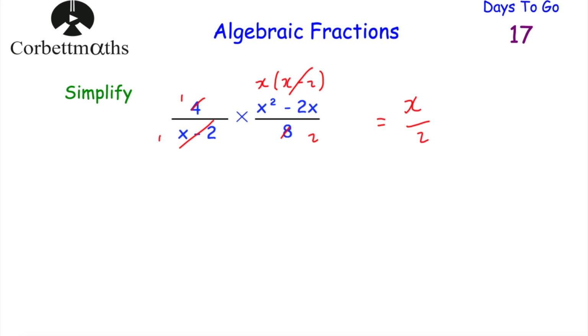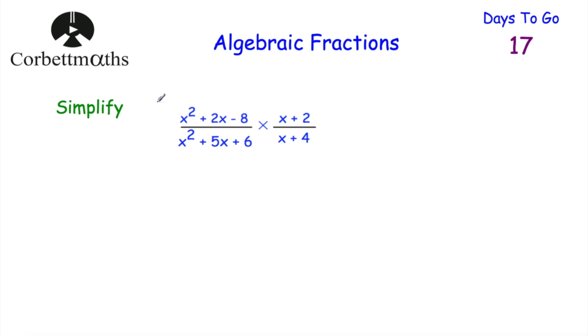Okay, let's have a look at our next question. So our next question says, simplify x squared plus 2x minus 8 over x squared plus 5x plus 6 multiplied by x plus 2 over x plus 4. So feel free to press pause now and to try this question.